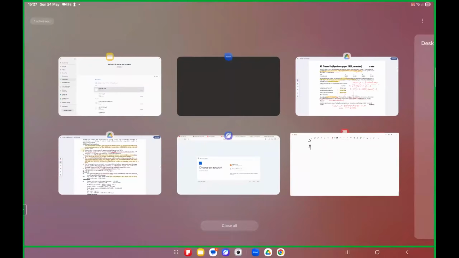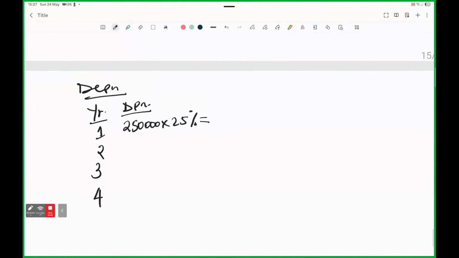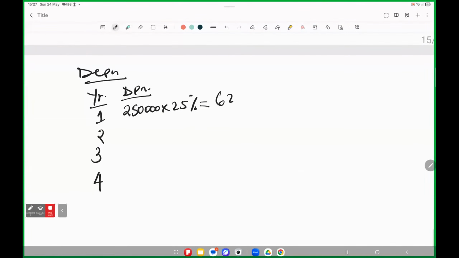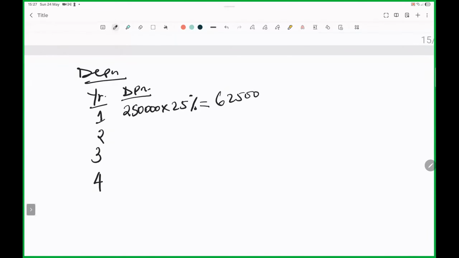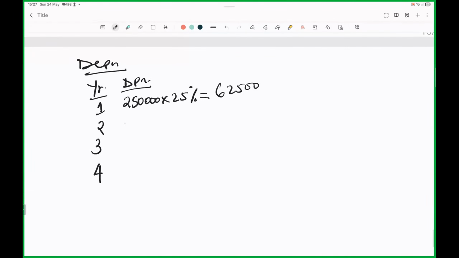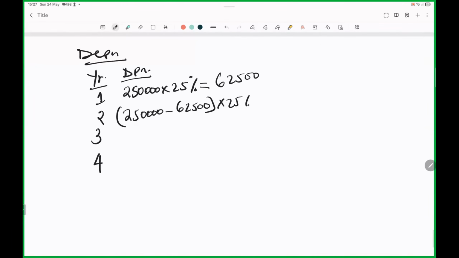And I will be able to write here. So somebody giving me a figure of 62,500. We go to year number 2. So year number 2, remember this is reduced balance. I will take 250,000 that I began with minus what I've lost in year 1. So whatever I get, times 25%. What figure do I have here now, my very good students?